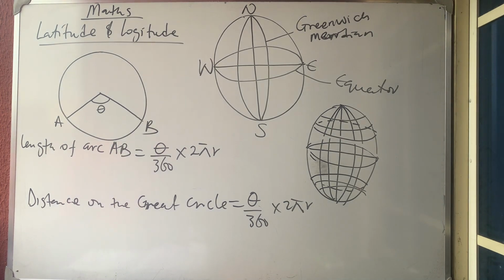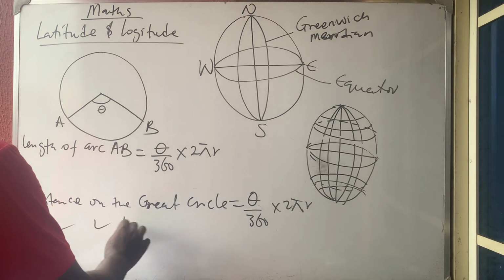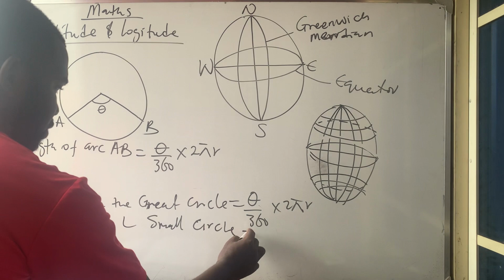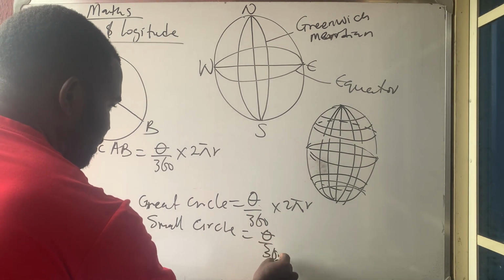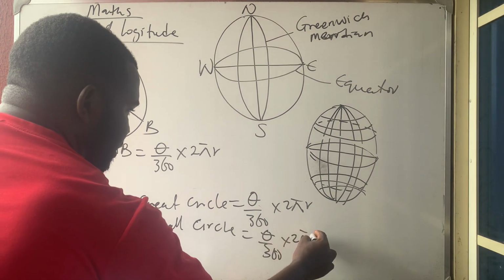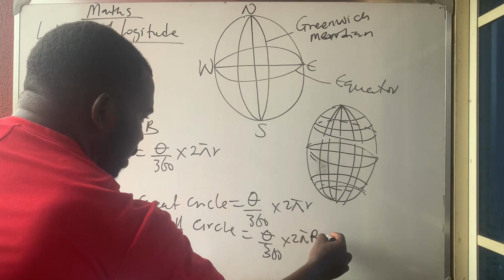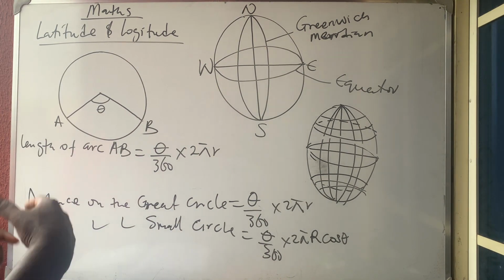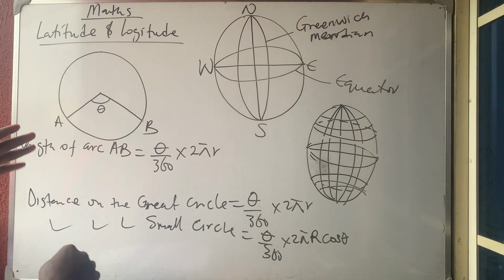But for the distance on the small circle, the only thing is that you must add cos theta to it. The distance on the small circle is theta over 360 times 2 pi, and this r will change to big R cos theta. So that is the difference between the small circle and the great circle.